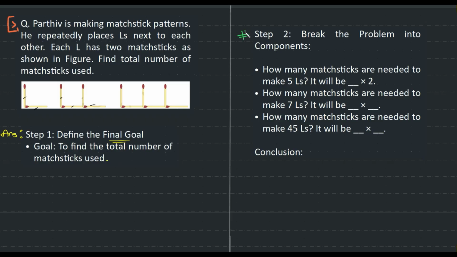So let's break down the problem. That's the very first step. There are many ways of breaking down the problem. One of them is to take up specific scenarios and try to see how things are. So if I have 5 L shapes, the number of matchsticks will be 5 into 2 or 2 into 5. I would like to go with this. If I have 7 of them, it will be 2 into 7, right? Because every L shape is taking 2. What if I have 45? Yes, 2 into 45.